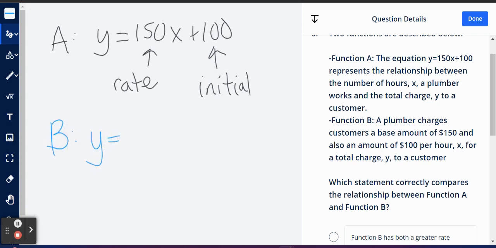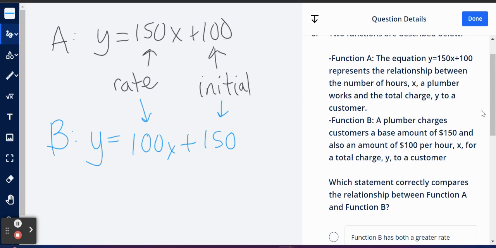Now for B, do a different color, do this one. Okay, let's determine the rate for B. So a plumber charges customers a base amount of $150. So that is your initial. So that is plus 150, right? So that's your initial amount. And your rate is $100 per hour. All right, so this one, the rate is 100. So it looks like A has a higher rate than B, but a smaller initial amount.